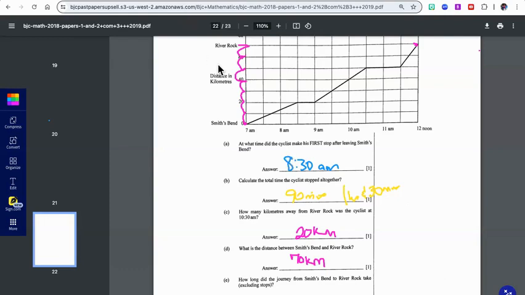Okay. It says, how long did the journey from Smith Bend to River Rock take, excluding stops? That is very important. Excluding stops. So that means the stops are not wanted. It just wants the constant movement or the constant speed. So how long did the journey from Smith Bend to River Rock take, excluding stops?